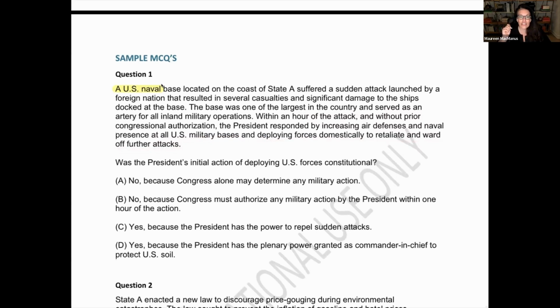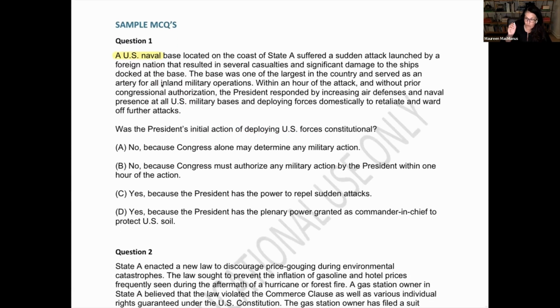So was the president's initial action of deploying U.S. forces constitutional? So notice here, it's saying just the initial action of deploying U.S. forces, which I think is kind of a funny thing. I think they could use this question and do variations. They could ask about, let's see, increasing air defenses and naval presence, deploying forces domestically to retaliate and ward off further attacks. I think they could ask multiple different things here. So was the president's initial action of deploying U.S. forces constitutional? So put your answer in if you haven't already, please.